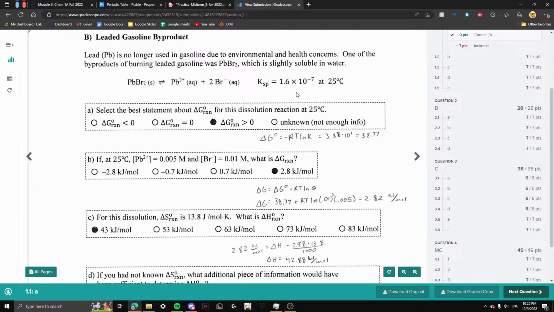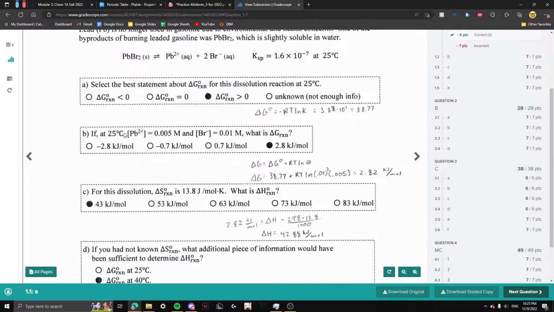So pretty much based off the Ksp, we can plug into negative RT ln K, and we get this value, which is a positive number. And then it gives us concentration of Pb and Br. We just do negative RT ln Q, where we do the Q expression, which is products over reactants, except the reactant is a solid, so we can ignore it and only use the products. Plug in here and solve for delta G, and that gives us this number.